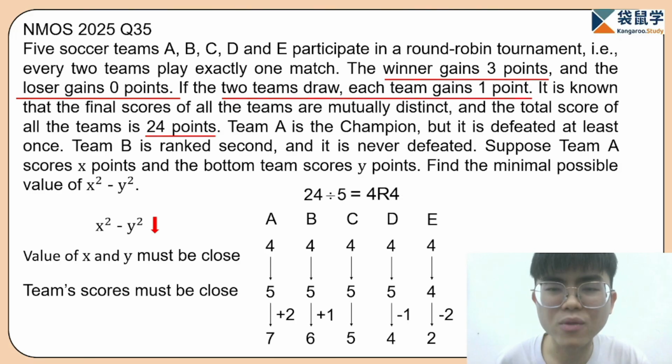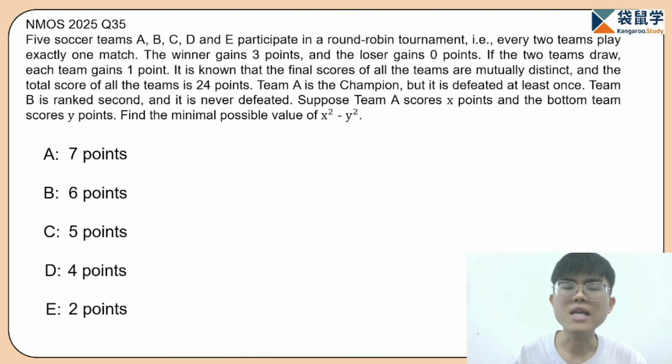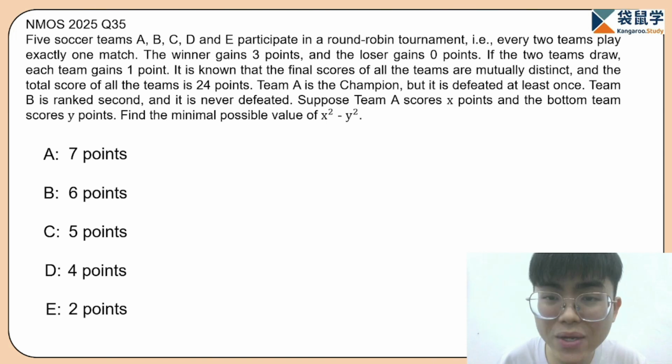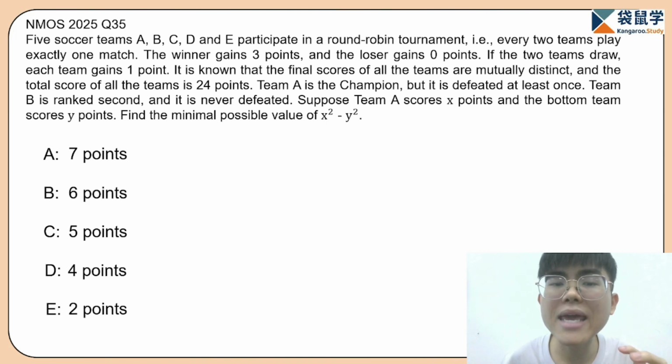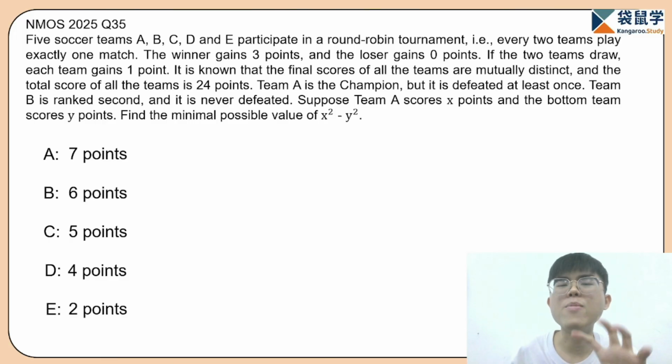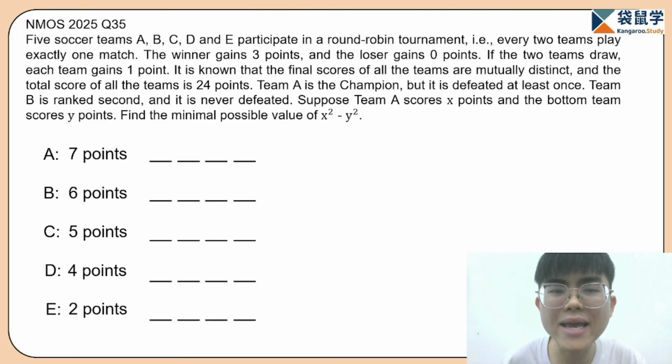But that's not the end. We still have to check if the score we have here is valid. So now let me make the question smaller so we have more space for the solution. So now how many games each of the team will play? It will be 4 games since they will play against each other exactly 1 game. So what we have to do now is to try partitioning our score here.